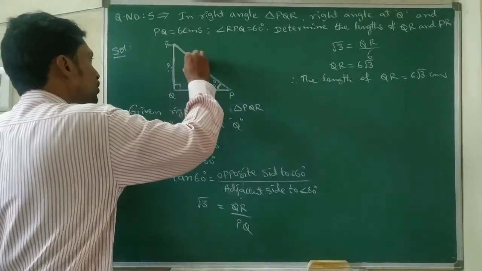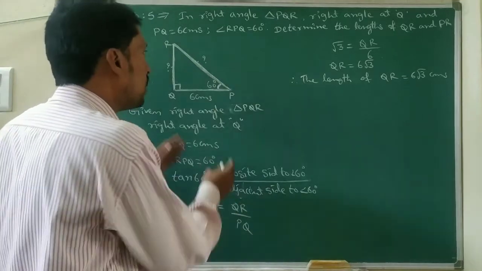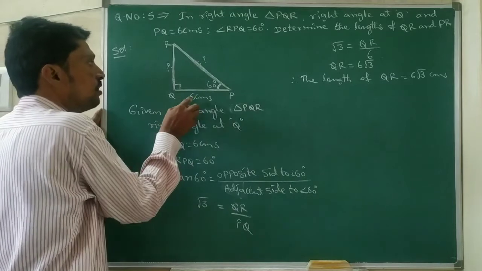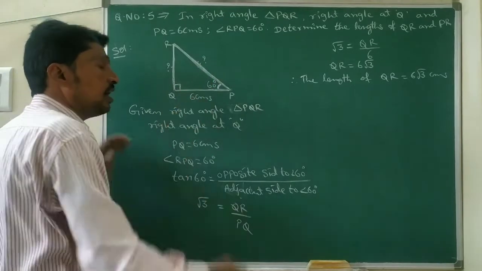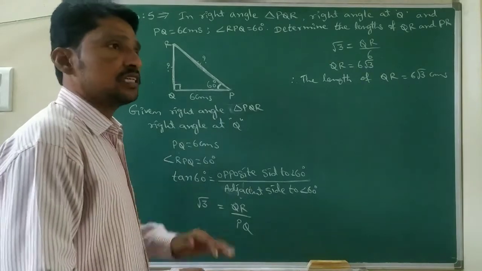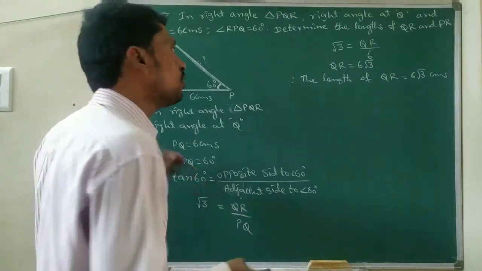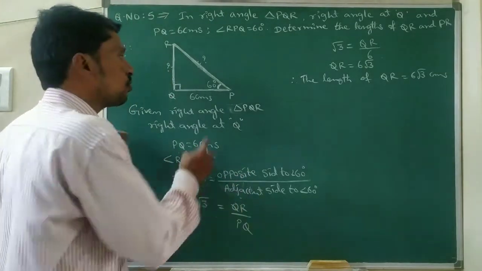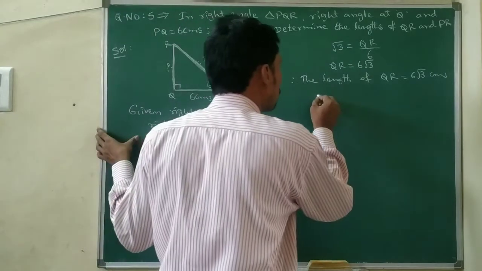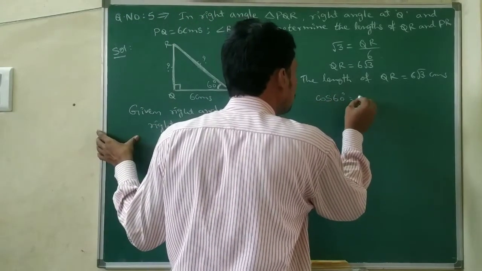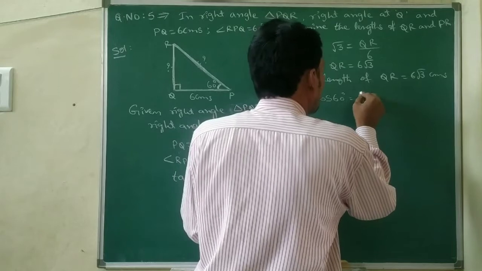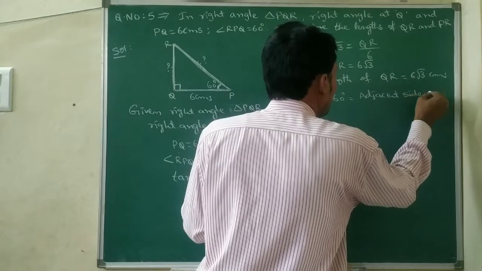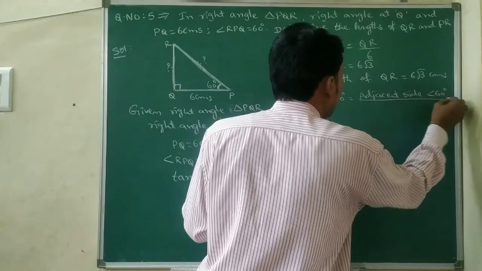Next, this one we need to take. RP value we need to find. RP or PR, both are the same. So this is the hypotenuse and this is the adjacent. Hypotenuse and adjacent, sec and cos are there. So I am taking the cos value. So cos 60 degrees equals the adjacent side to angle 60 degrees by hypotenuse.